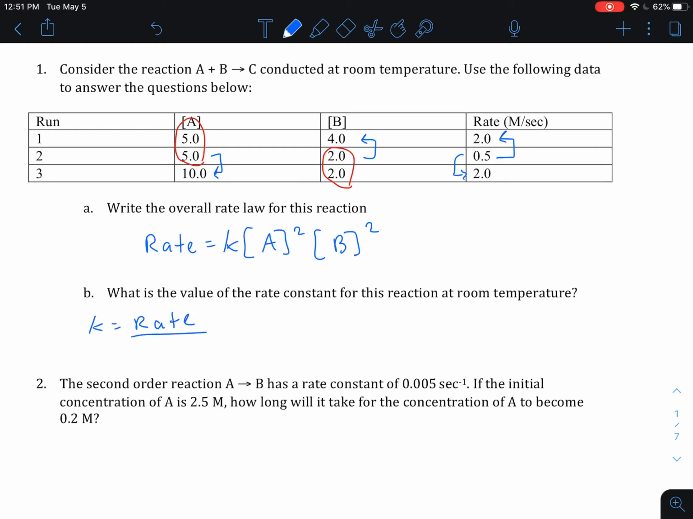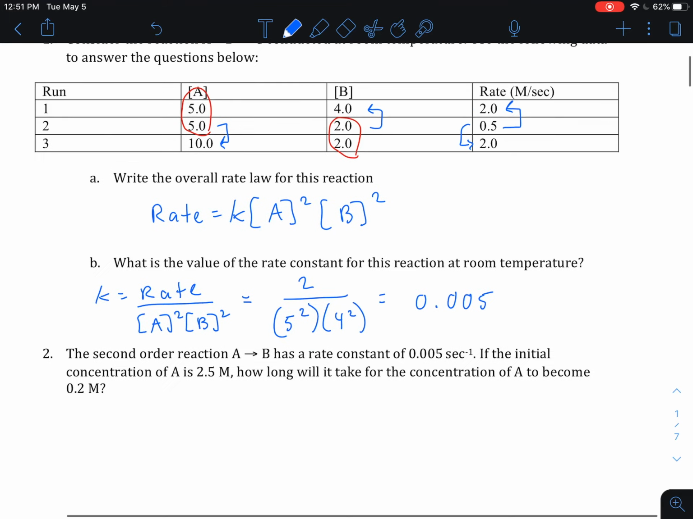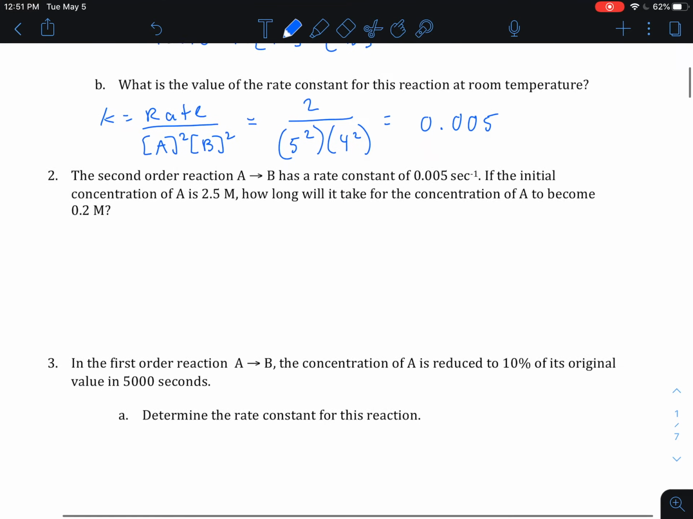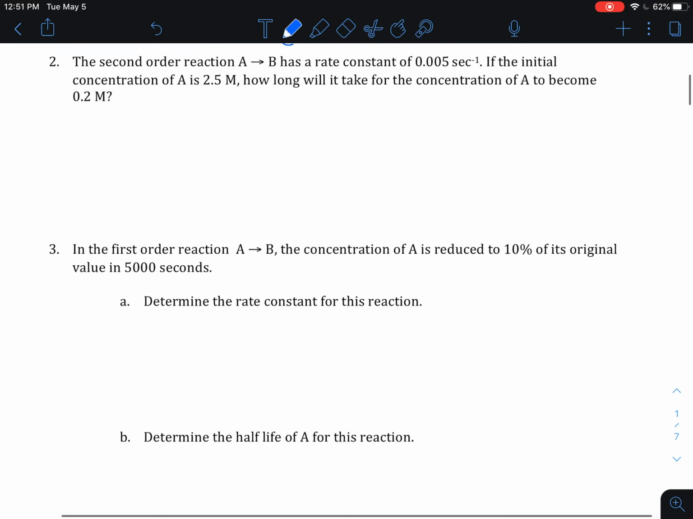Then it says, what is the value of the rate constant for this reaction at room temperature? So we'd isolate for k, which would give us k equals rate over [A] squared [B] squared, and we can just take the data all from one run. So let's just take the first one, so it would be 2 over 5 squared times 4 squared. And when I solve for that, I get 0.005.